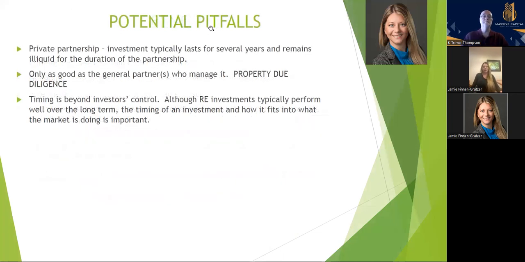Now, there are some potential pitfalls, obviously, with any type of investment. It is a private partnership, so the investment typically lasts for several years. You can't just cash out whenever you want to get your money back. So it could remain illiquid for the duration of the partnership. It's only going to be as good as the general partner or partners who manage it. So make sure you do your due diligence.